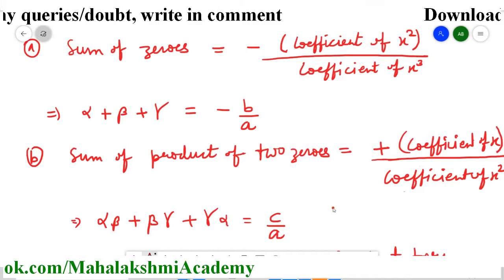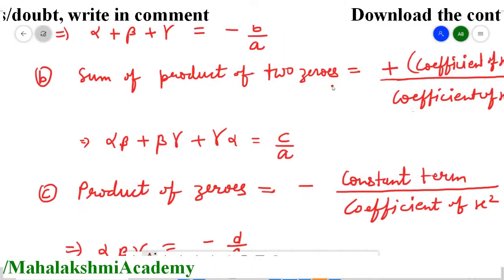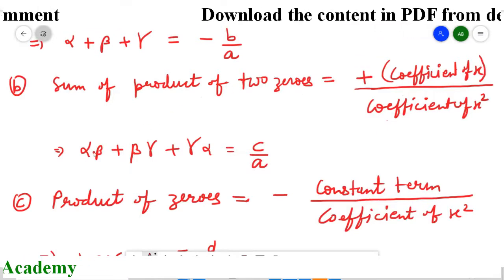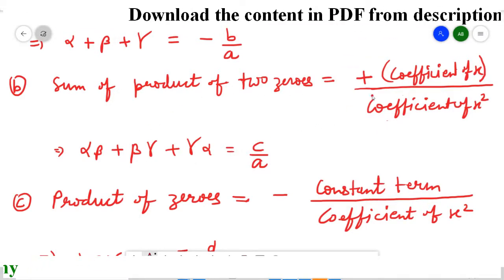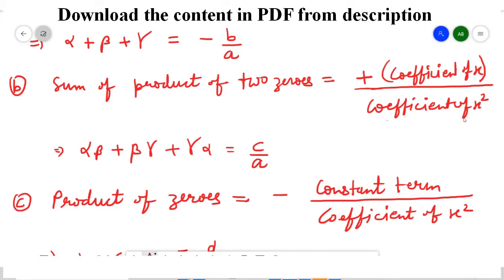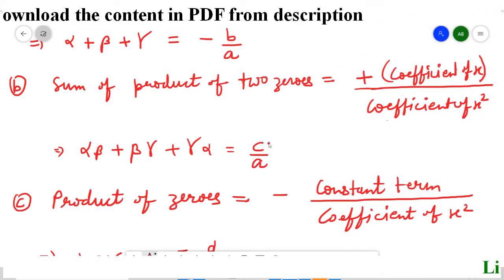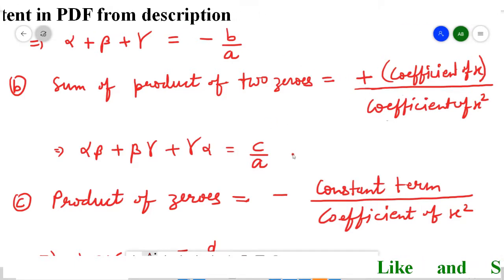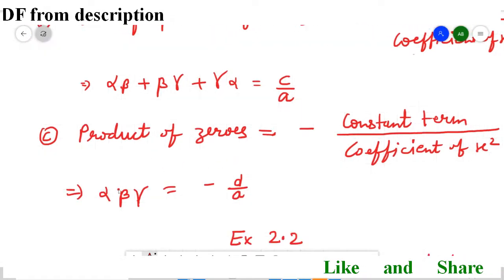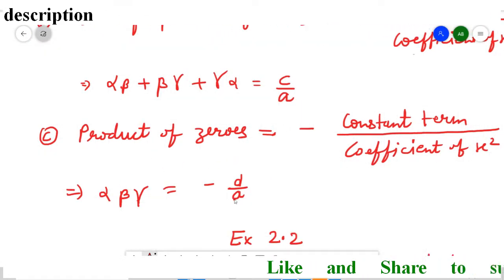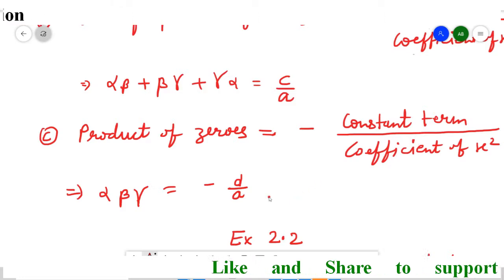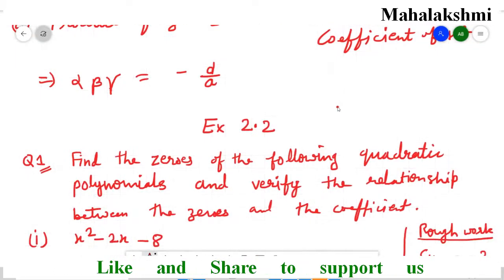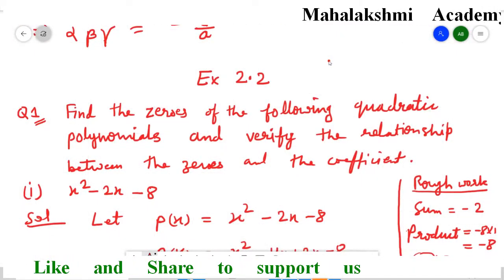Now, next is the sum of the product of zeros, the sum of the product of two zeros at a time. Two zeros means the product of two zeros, and that you have to add. So, the next is going to be coefficient of x upon coefficient of x cube. Since it's the second formula, first minus appeared, then it's going to be positive. Now, the last formula, the product of zeros together: it's going to be minus upon, and then constant term upon coefficient of x cube. So, compare and learn it, very easy to learn. It takes time, but learn it.